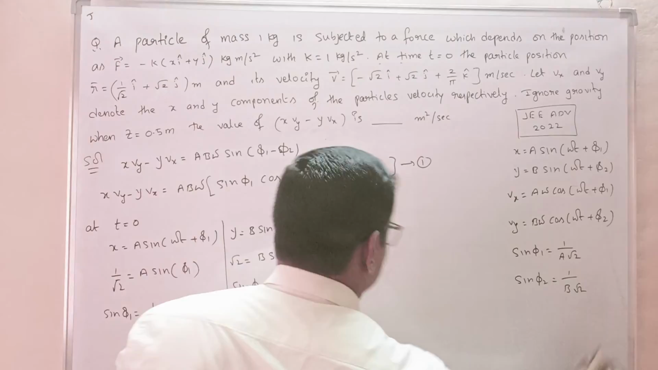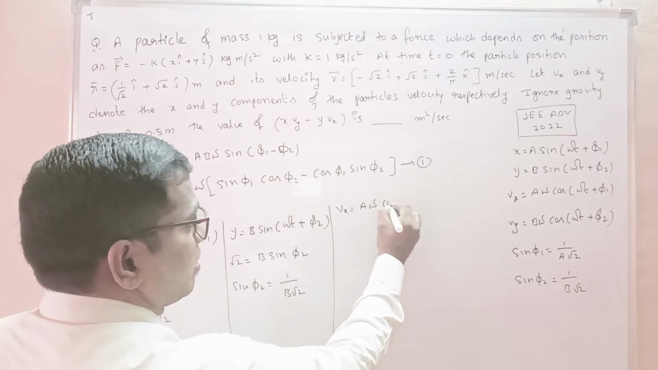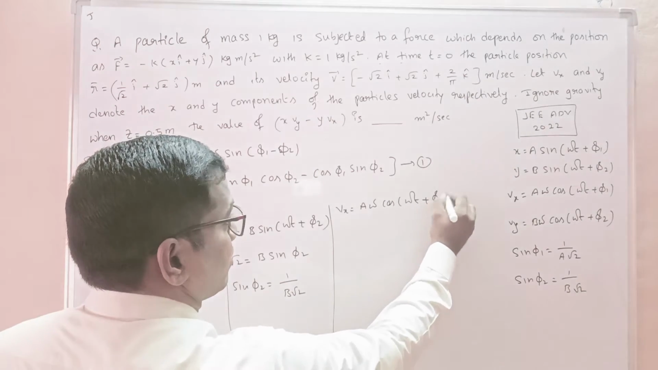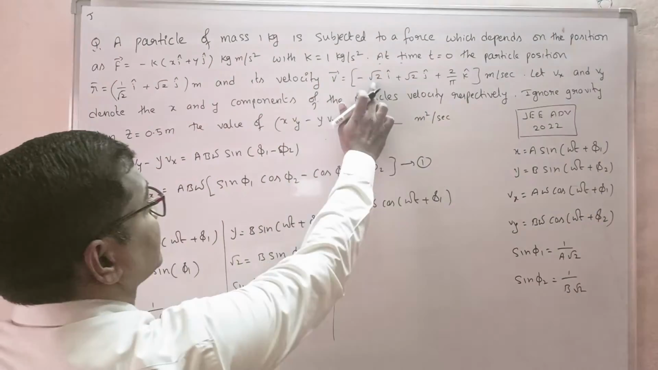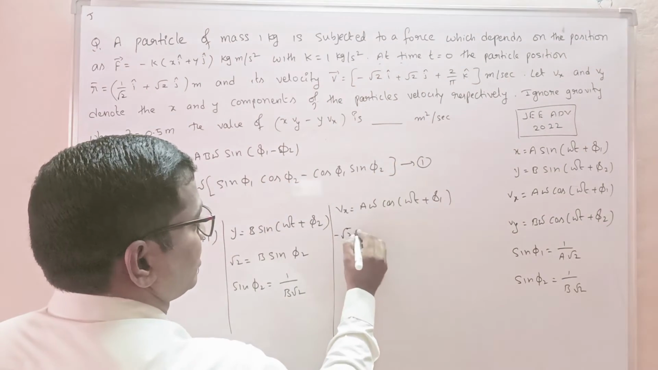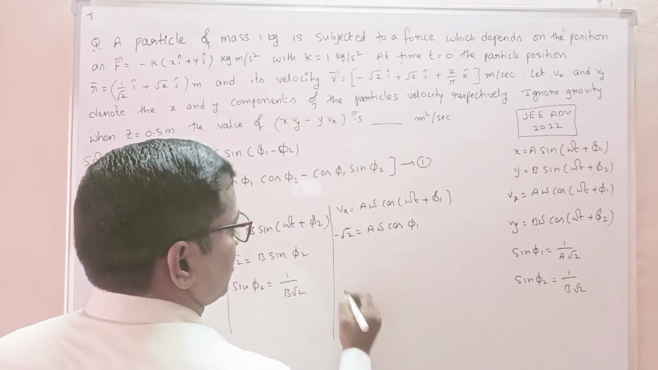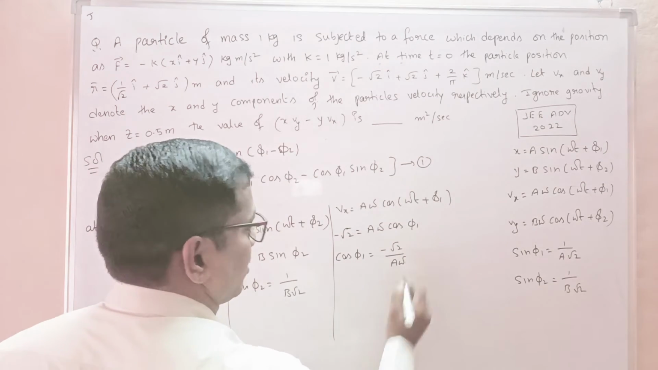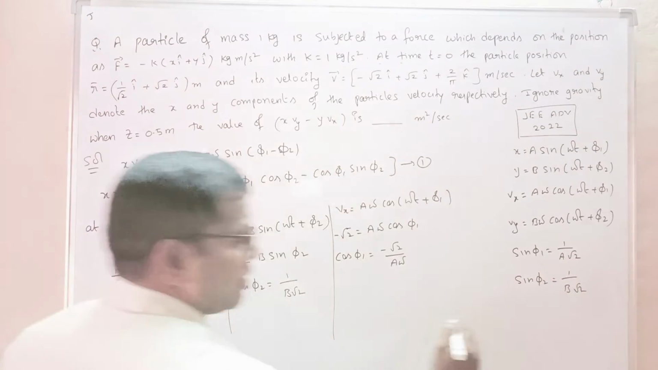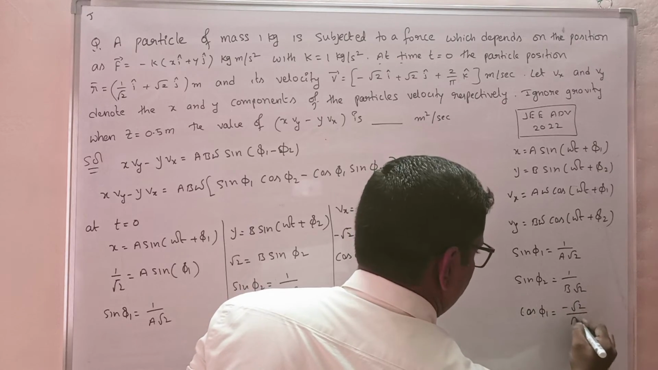And again Vx is equal to a omega cos(omega t plus phi 1). Vx is given, and the velocity component Vx here is minus root 2. Minus root 2 is equal to a omega cos phi 1, since omega t is again 0. So cos phi 1 can be written as minus root 2 by a omega. I will write here: cos phi 1 is equal to minus root 2 by a omega.